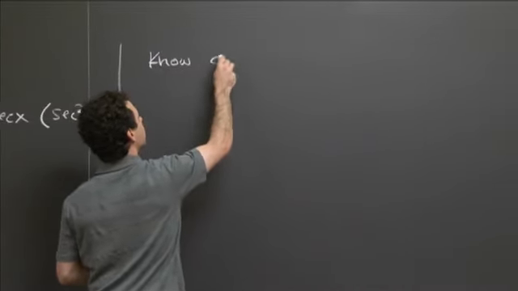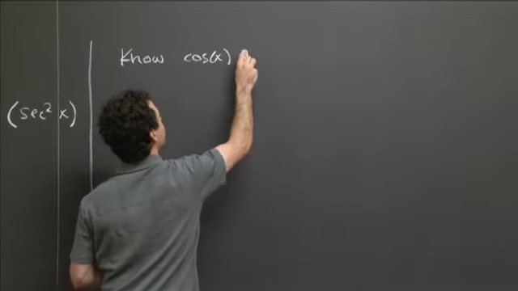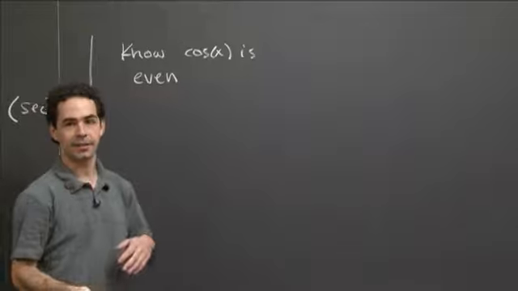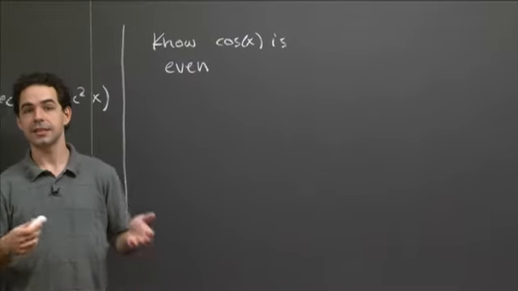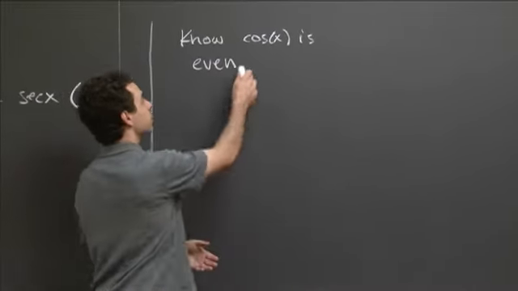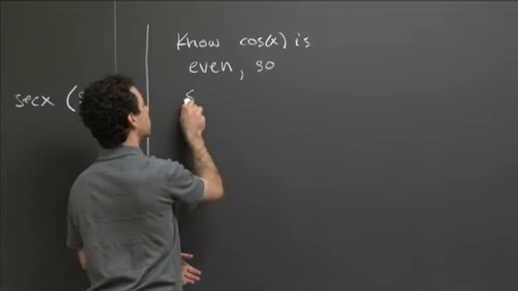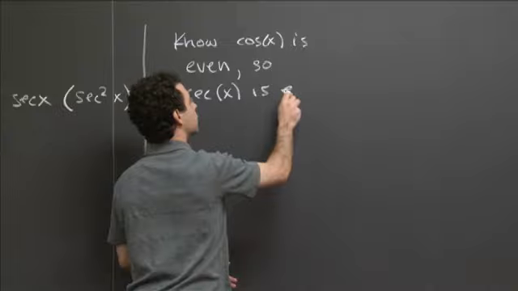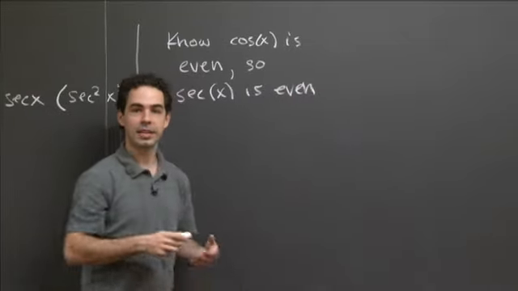that cosine of x is even. It's an even function. Cosine of minus x is equal to cosine of x. So that means secant of x is also even. Secant of x is an even function.